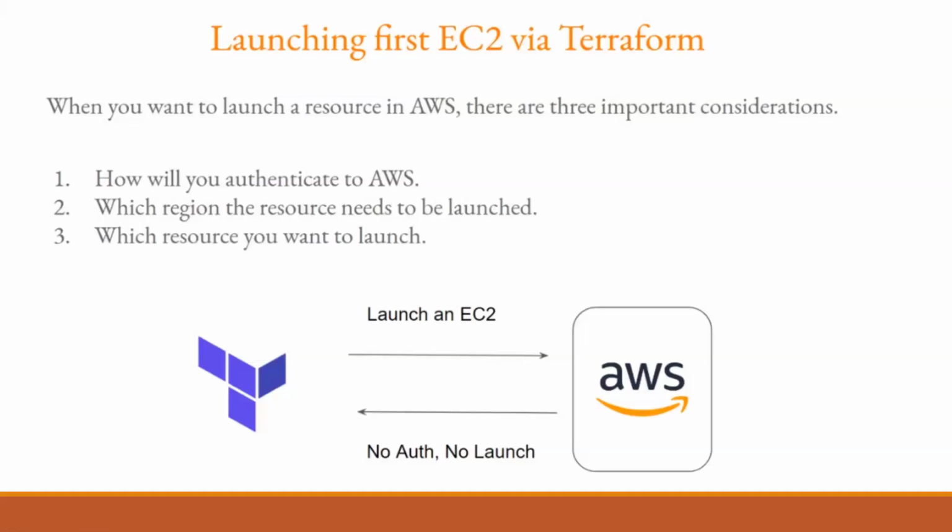Which region do the resources need to be launched in? For example, you want to launch in North Virginia, US East 1. Which resource do you want to launch? That is EC2 or S3 or RDS or VPC, or whatever the service, EKS, ECS, whatever service you want to launch, you can launch by using Terraform. Understood? So Terraform launches the EC2 instance: no auth, no launch. If you don't have the access key and secret key credentials, it will not launch the EC2 instance in AWS. Understood?